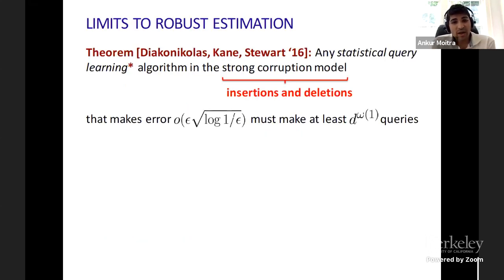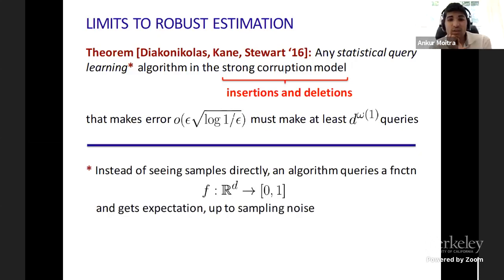So one of the questions you might wonder first is, we gave algorithms which got O of epsilon times polylog 1 over epsilon guarantees. And you could ask, is it possible to get O of epsilon? So that turns out to be computationally hard, at least in the sense that we can prove lower bounds for a natural family of algorithms called statistical query learning algorithms. That's only true in the strong corruption model, where the adversary can do insertions and deletions, that these things, in order to beat epsilon root log 1 over epsilon, must make a super polynomial number of queries.